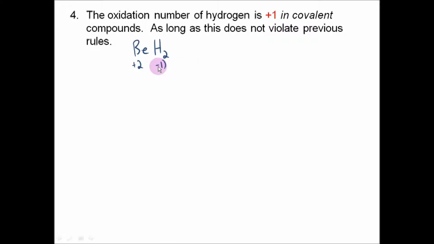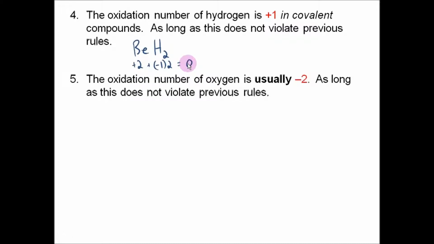And we'll see that based on rule 6, what happens is the sum of all these oxidation numbers, or all these pseudocharges, is going to have to give the overall compound charge. That's going to be rule number 6. Rule number 5. The oxidation number of oxygen is usually negative 2. Again, as long as this does not violate previous rules.